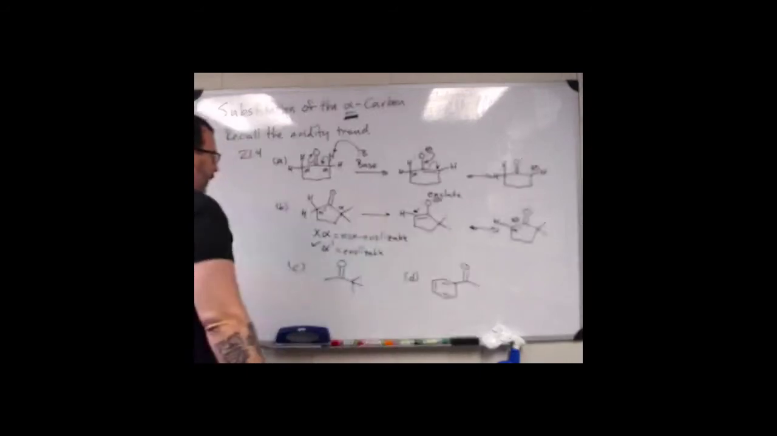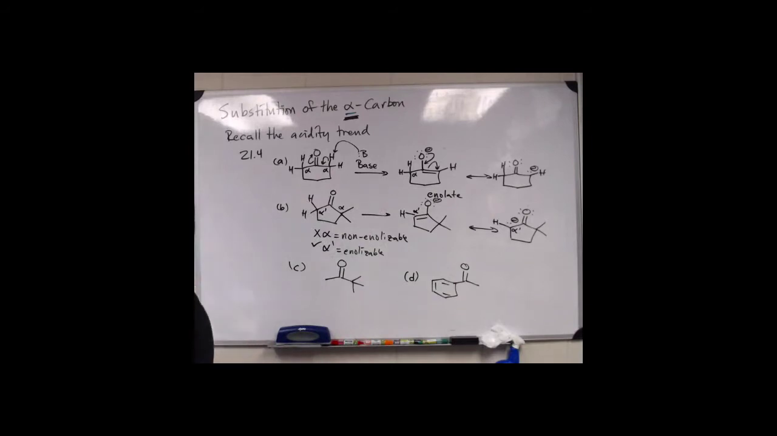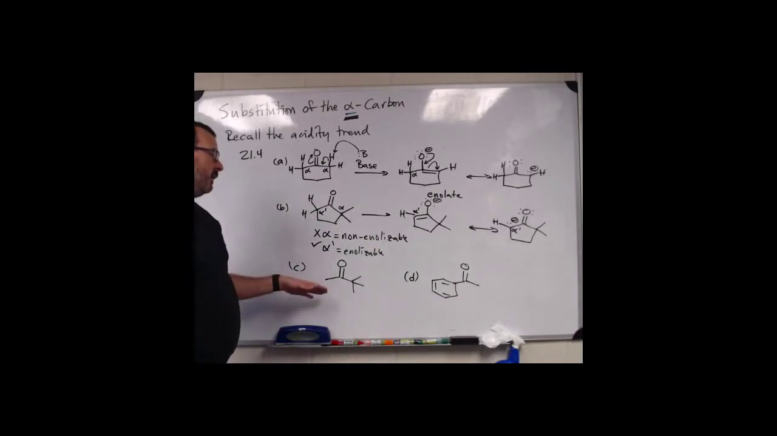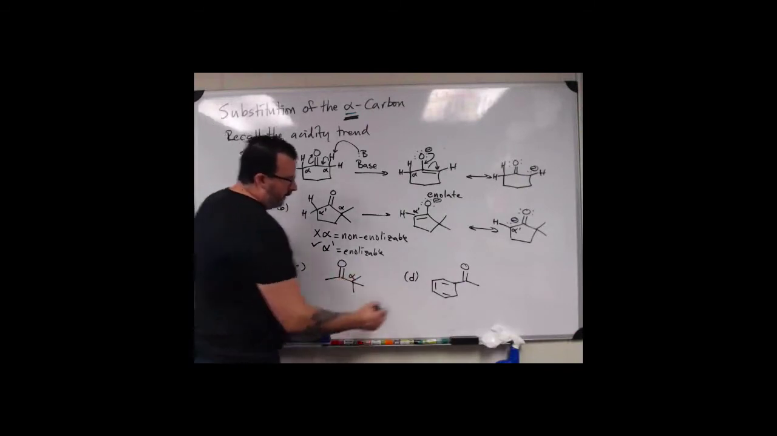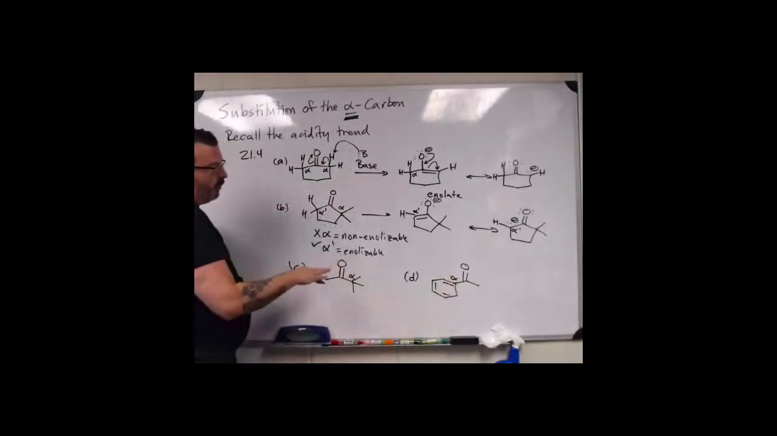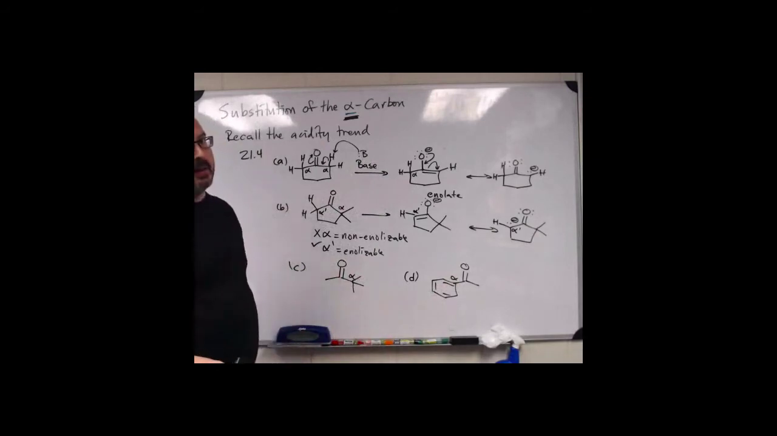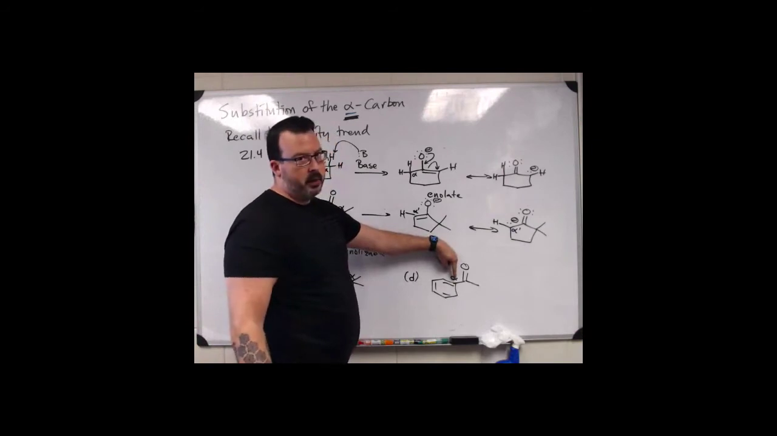So those are the structures of C and D. Again, they're both ketones. You can see, similar to B here, the alpha carbon, as drawn, both of those alpha carbons are non-enolizable. So this is sp3. It's completely blocked by methyl groups. There's no hydrogens. This is sp2. Completely blocked. There's no hydrogens.